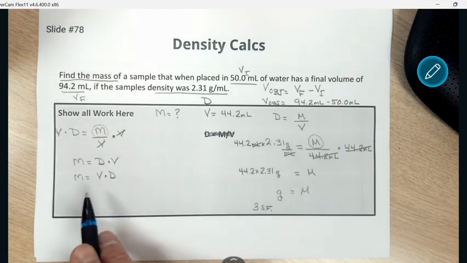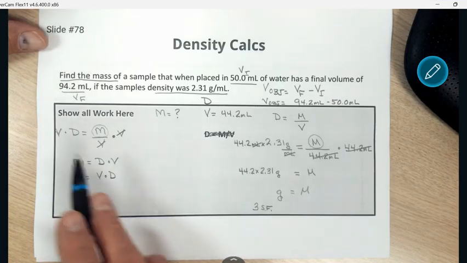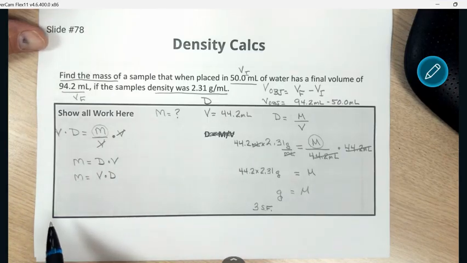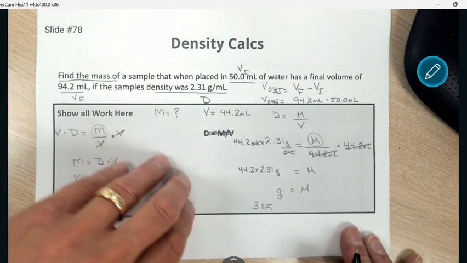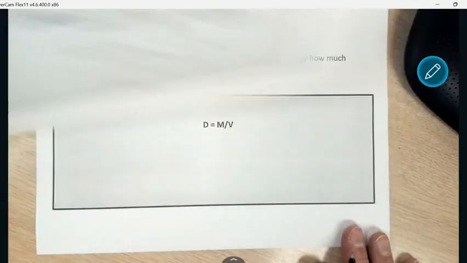Again, you can do the math with the symbols in, solving for it, or you can plug the numbers in. Your choice either way. All right, so now there's one more problem to do.